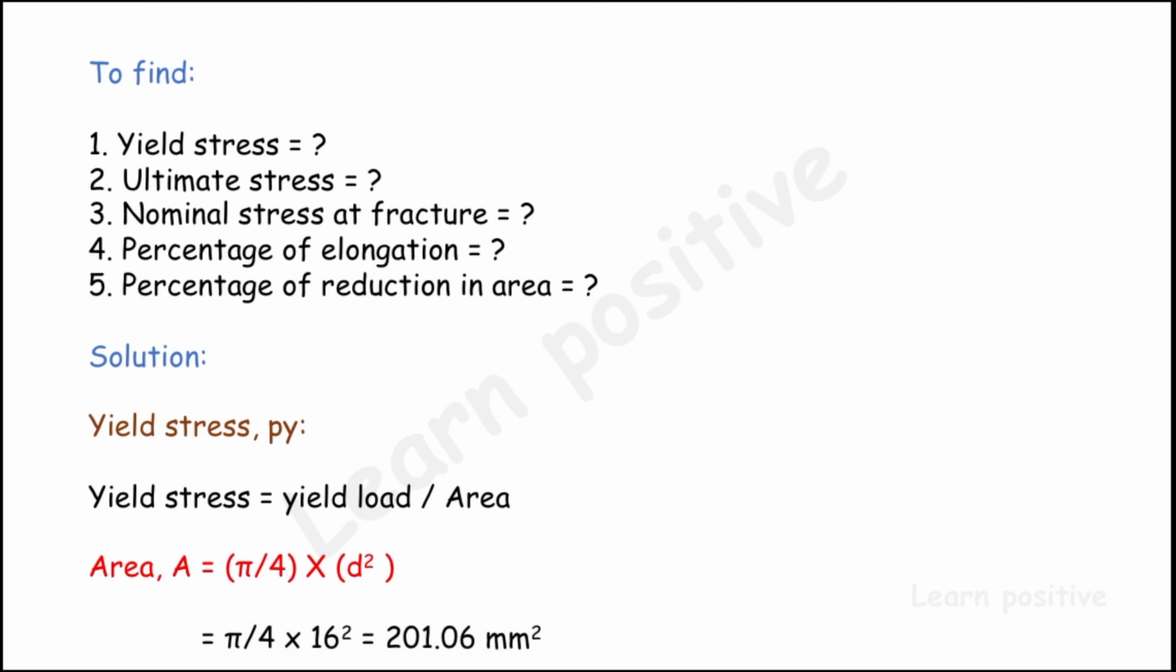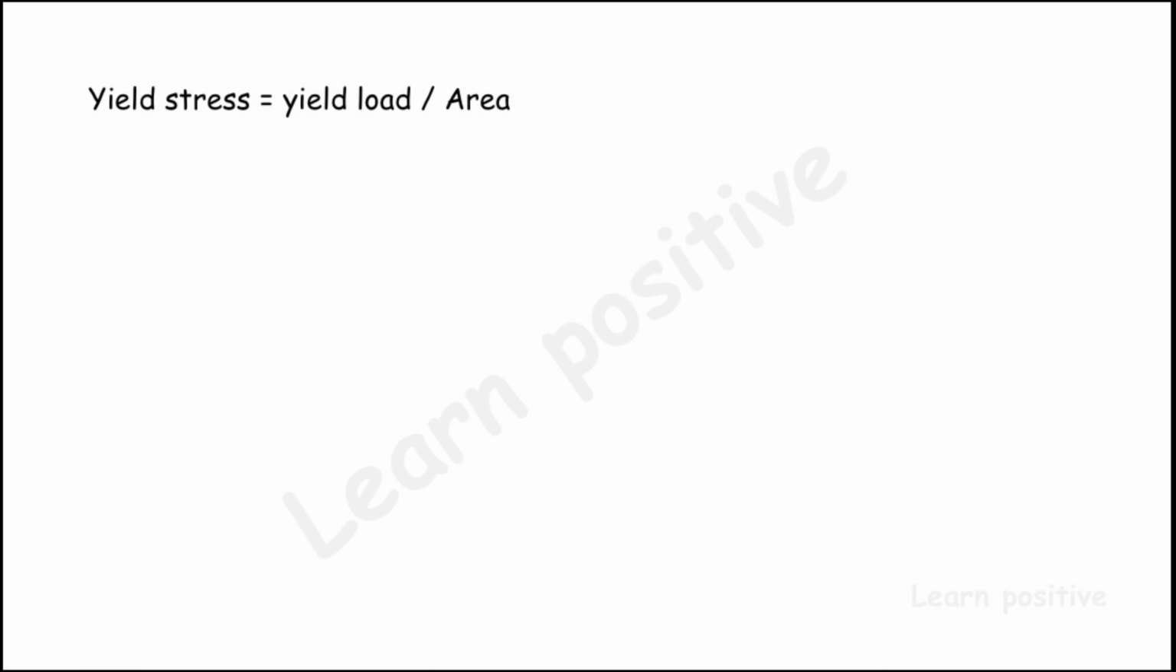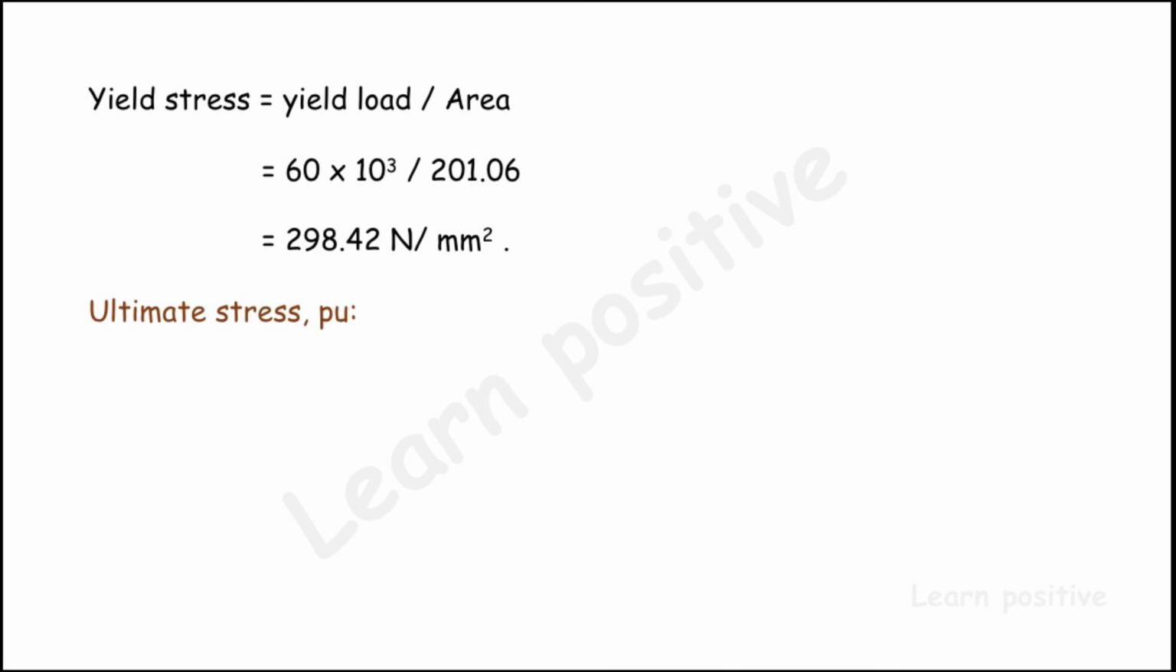Now I am going to apply the value of area in the yield stress formula. So yield stress equals yield load divided by area. Yield load is 60 into 10 to the power of 3, divided by area 201.06. The value is 298.42 Newton per mm square. And then the next one is ultimate stress.